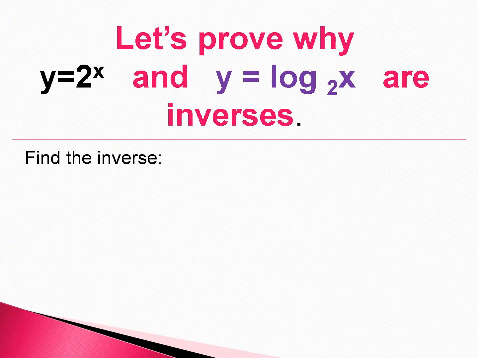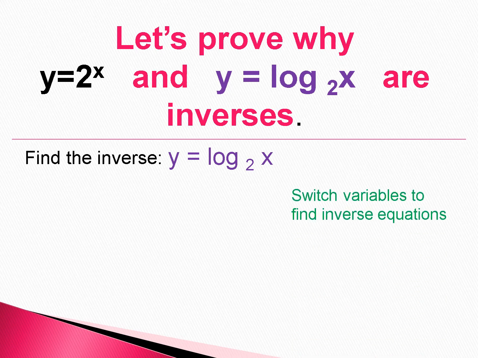Okay, let's prove why y equals 2 to the x power and y equals log base 2 of x are inverses. When you do this, you want to start with the log because it's easier to work backwards. So I have y equals log base 2 of x. Now, the first rule of finding inverses is that you have to do what? You have to switch x and y. That's always the first step in finding any inverse. Switch the x and the y.